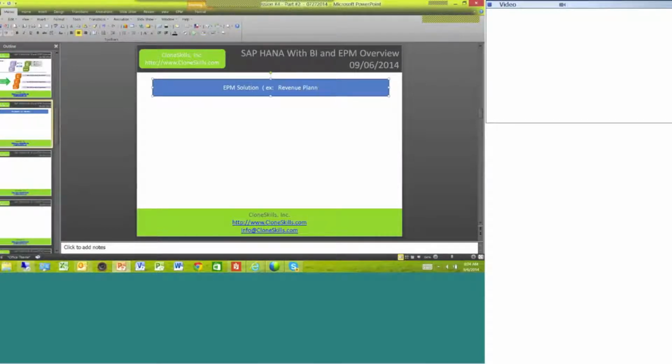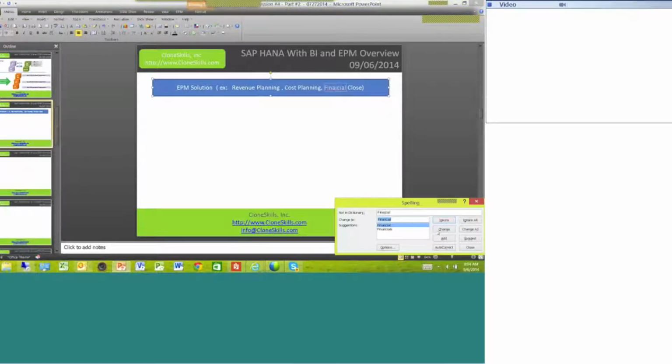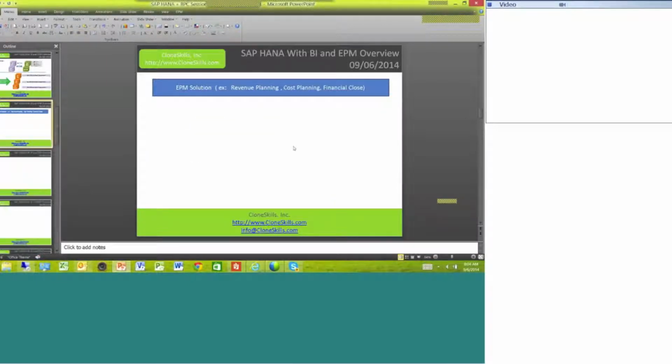Cost planning, financial close. This is what we are implementing for a retail client like Costco. So this is financial close for a retail client. I want to implement the solution for a retail client.